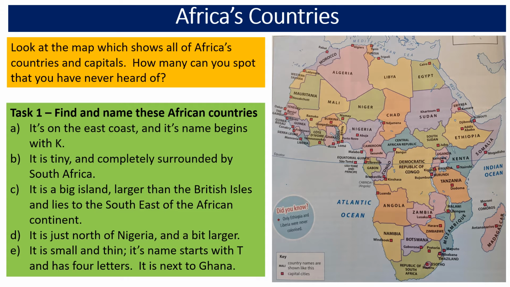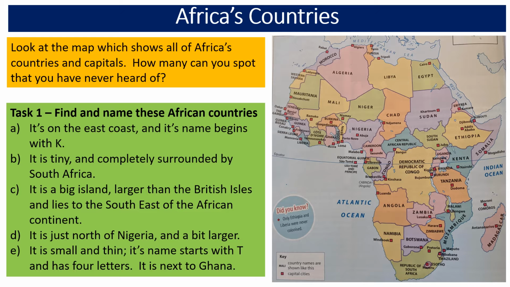So your first task today is to look at this map of Africa, remembering that Africa is a continent. So it's a continent filled with lots and lots of countries. What I'd like you to do is answer these questions A to E, trying to work out which African country they are describing. So the first one says it's on the east coast. So you need to remember your never eat shredded wheat in order to find out which way is east. Find out what is on the east coast and find a country that begins with a K.